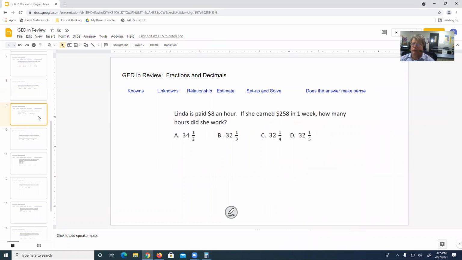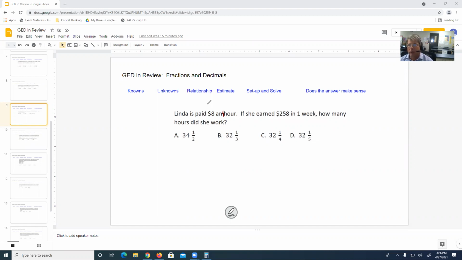So our next question. Linda's paid $8 an hour. Notice how, again, they keep hiding a number on us. There's a lot of singulars. So an hour means 1 hour again. So you have to really kind of pay attention to those details there. An hour, that means 1 hour. If she earned $258 in 1 week, how many hours did she work?